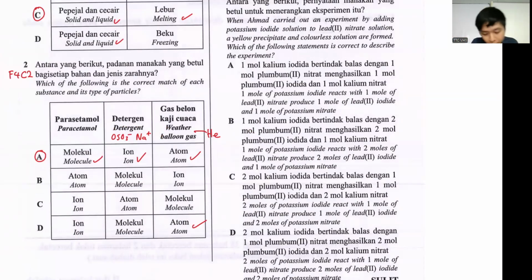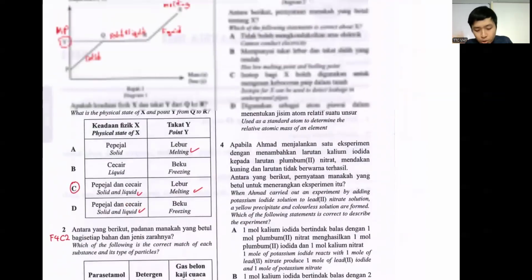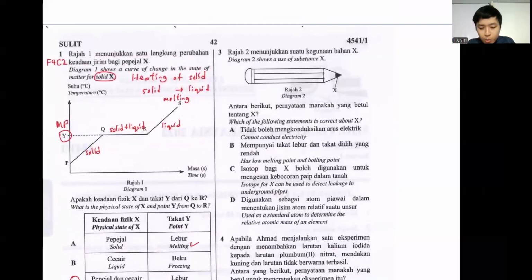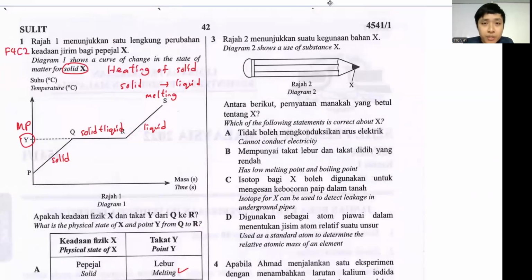And then we have question 3. Diagram 2 shows the use of substance X. In this case, it shows you the pencil, the X part. Of course, pencil lead is made of what we call graphite. X is graphite. This question is a bit interesting.